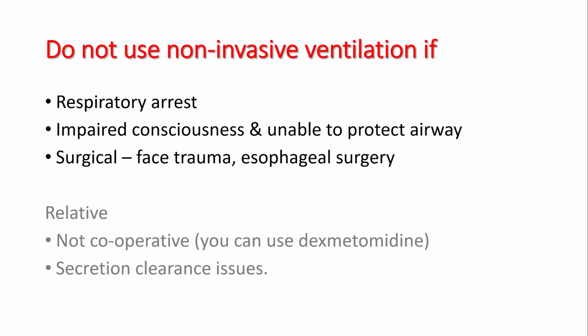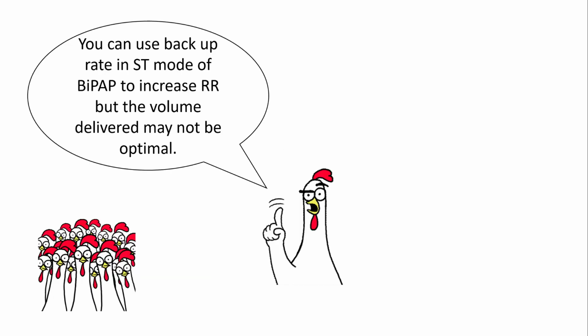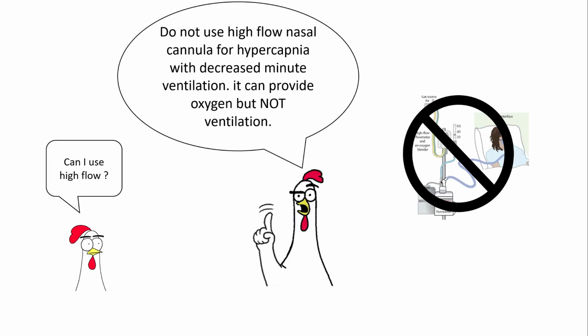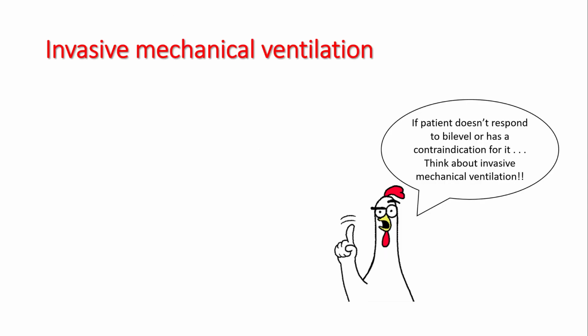For a non-cooperative patient, you can use dexmedetomidine to see if that can reduce their anxiety. Avoid giving them opiates or benzodiazepines. You can use a backup rate in the ST mode of BiPAP to increase the respiratory rate. However, the volumes delivered are pretty small and may not be optimal for a patient to remove carbon dioxide. Stay away from high flow in these patients, as this will not make your hypercapnia better. It can provide oxygen but not the ventilation.